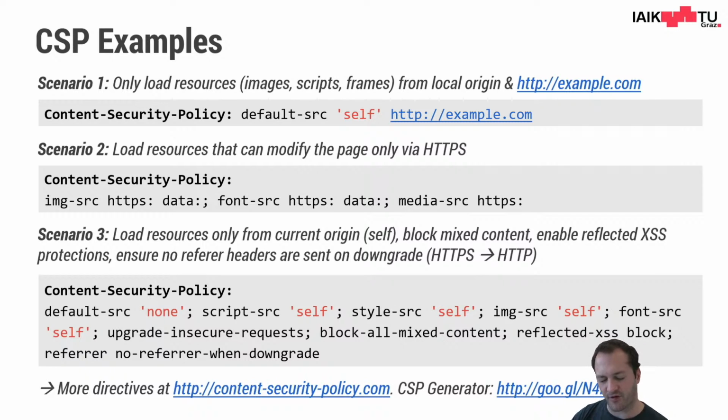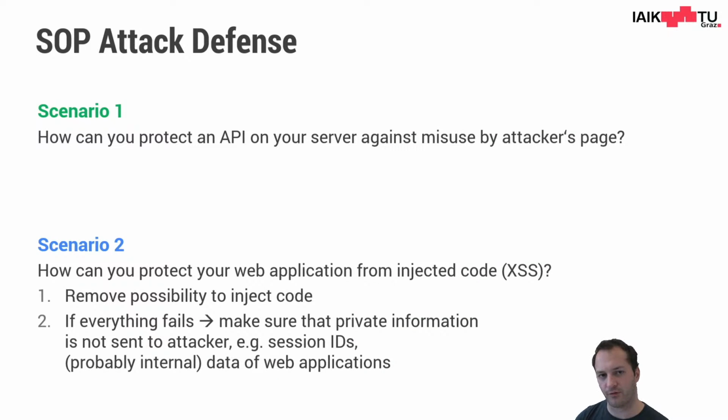So where does the same origin policy still help, and how to defend certain attacks? Because I told you how to bypass it, but it still fulfills certain purposes, and it's important to understand when to bypass it, or when it's a bypass and in a good way. So for example, a scenario you might encounter probably not only once in your career is you run an API on a server, and you want to protect or make sure that only the legitimate website can access it, but it cannot be called from an attacker's page.